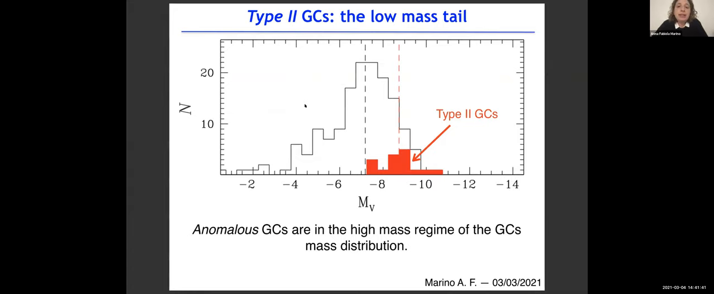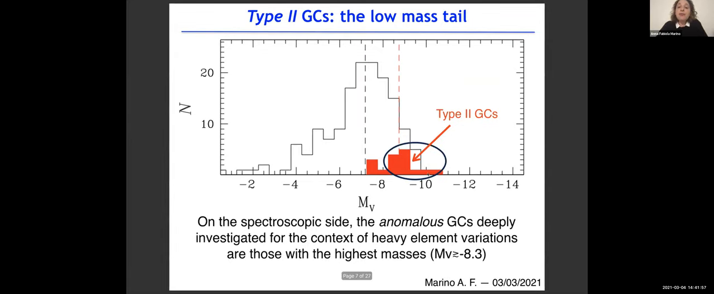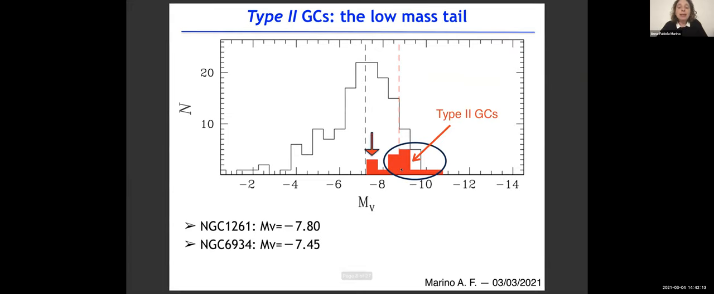But why are these clusters so different? Well, first of all, if you look at their mass, they are distributed in the higher mass tail of the distribution of Milky Way globular clusters, these red objects here. Unfortunately, the chemical abundances in this context were determined only for the more massive clusters. So we did not have until recently information about the low mass tail of these type 2 globular clusters. But recently we have filled this gap and we have analyzed the two less massive clusters in this type 2 group. Indeed, NGC 1261 and NGC 6934.